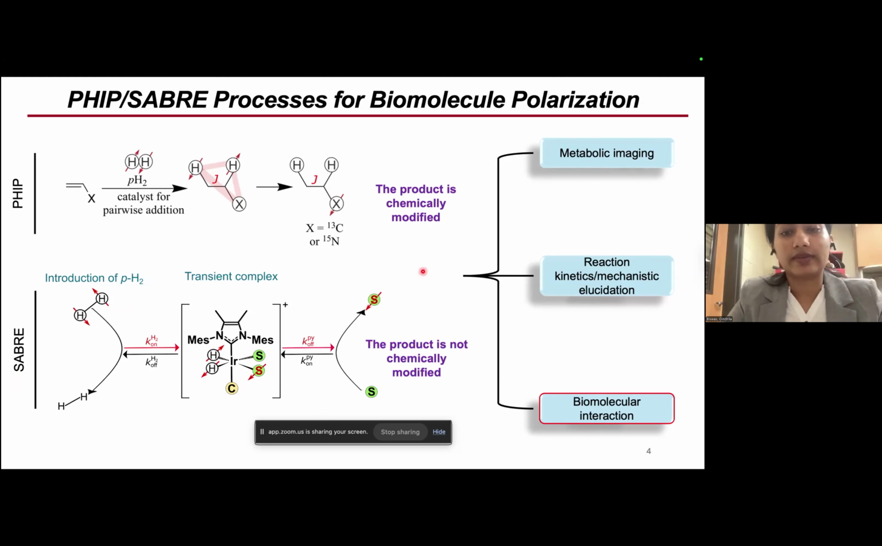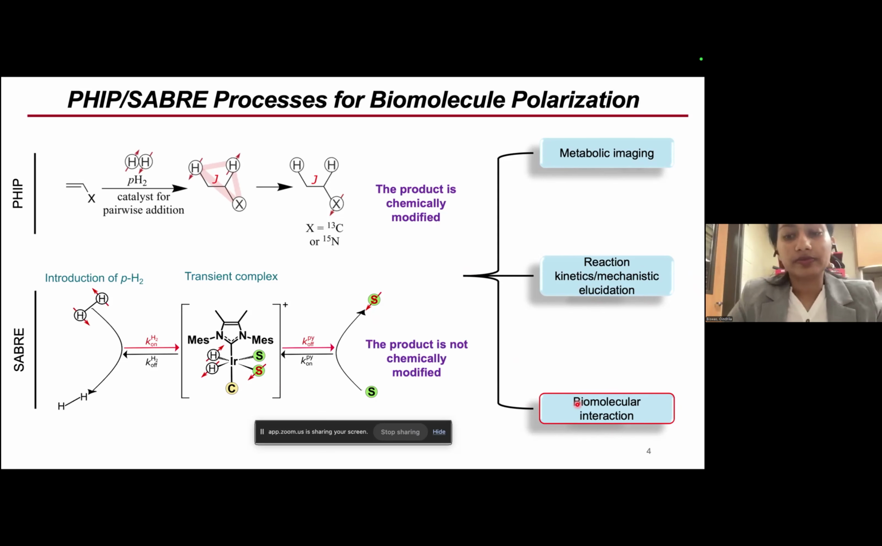So both these methods have been used for various applications. They have been used for metabolic imaging, for elucidating catalytic mechanisms, and for real-time monitoring of reaction intermediates. In SABRE-based methods, the ligand can be hyperpolarized multiple times, and so these ligands can be used for the study of protein-ligand interactions. So my main aim was to monitor these biomolecular interactions.